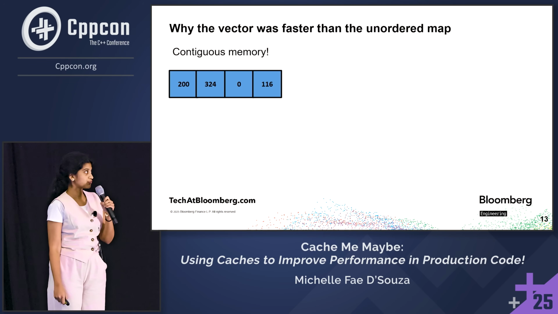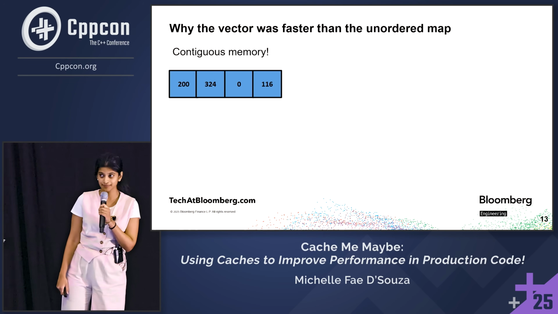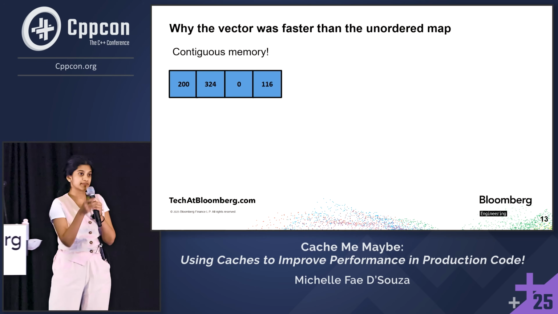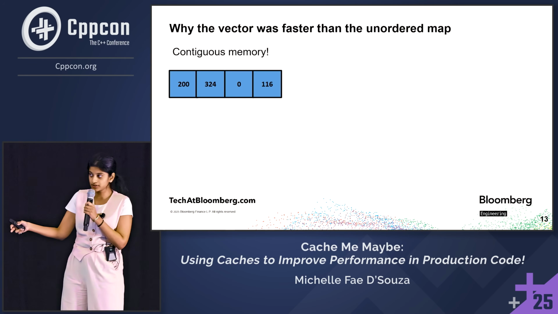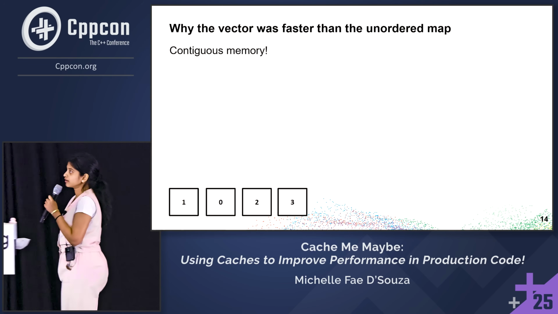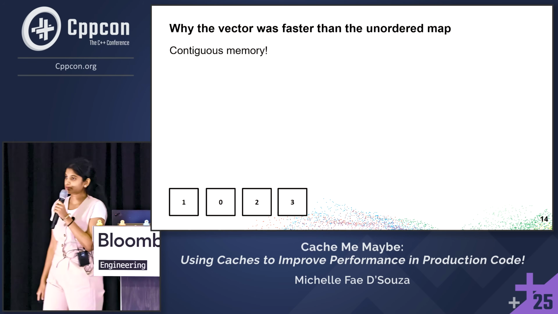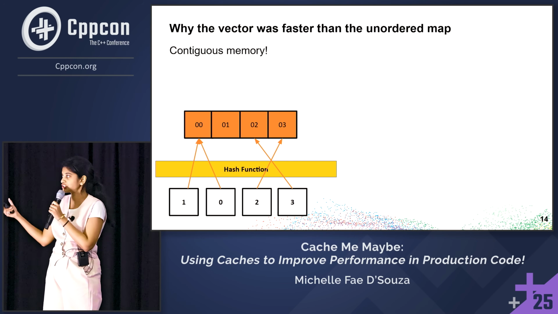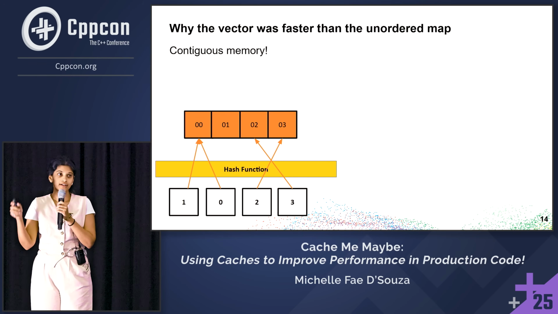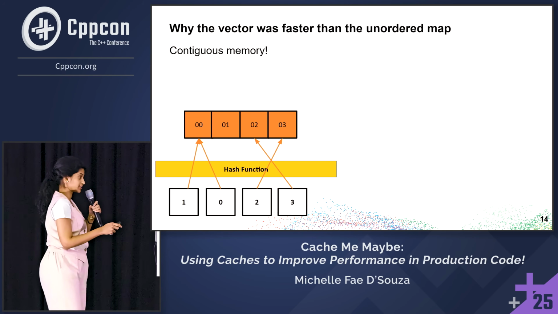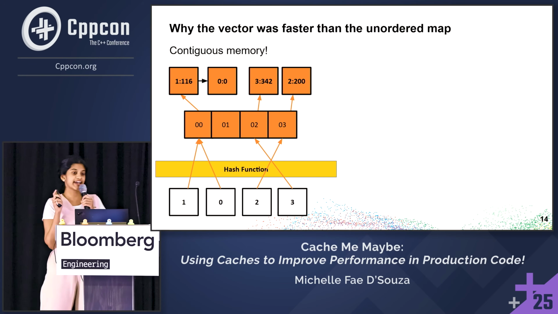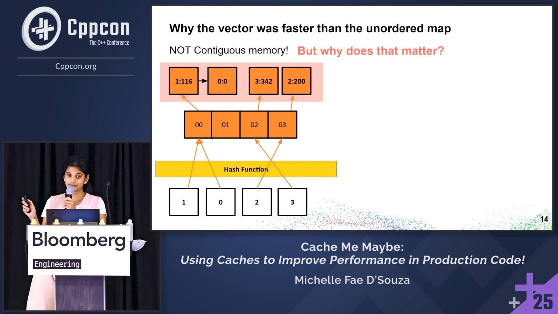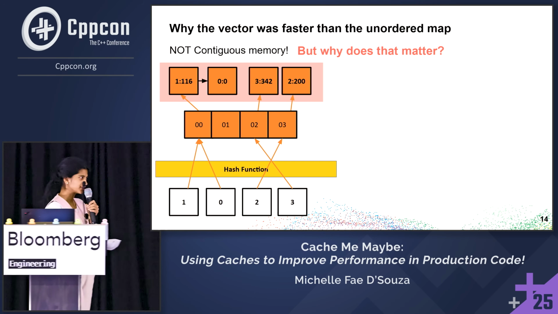So the vector was faster than the unordered map because of contiguous memory. This just means that memory is ordered one after the other with nothing in between. But for the unordered map, we have our keys that are going to get hashed using a hash function into buckets. Now, these buckets actually are contiguous, but they have values, and these values are not. But why does this matter?